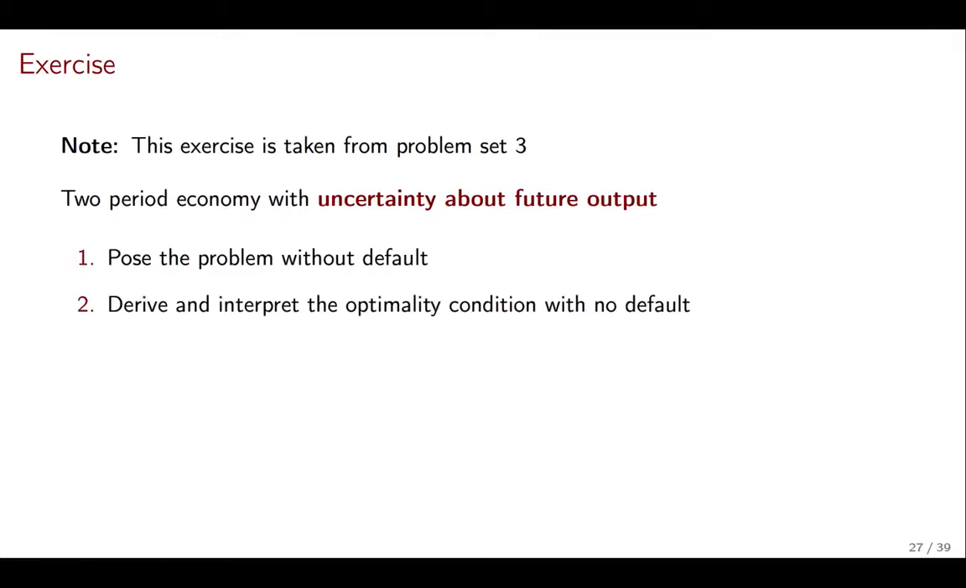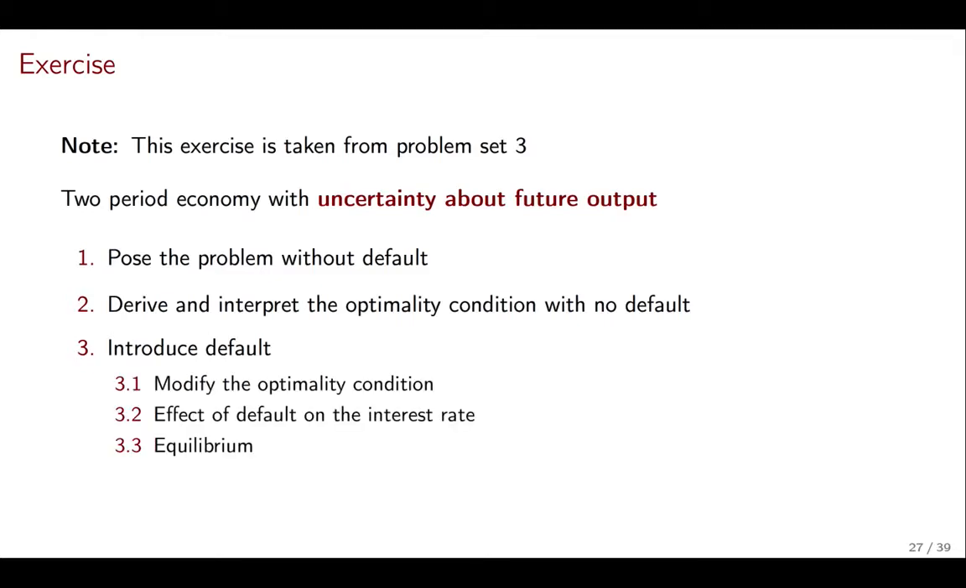Then we're going to derive and interpret the optimality condition with no default. We're going to see how default is going to affect the solution to this problem. To do that, we're going to introduce default when things go awry. When output is low, we're going to assume that the country can default on debt. And then we're going to see first how that modifies the optimality condition, what the effect of default is on the interest rate that the country has to pay, and what that implies for the equilibrium in this case.